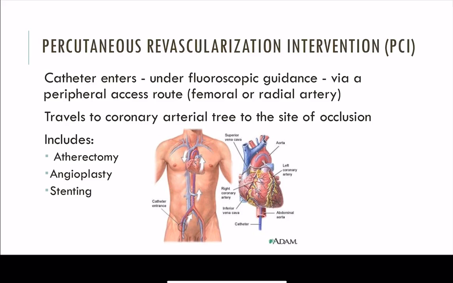So for all of the interventions that utilize a peripheral vessel for coronary intervention, there would be a catheter that enters under fluoroscopic guidance through a peripheral access route. It's typically either the femoral or radial artery. And they feed that through until you get to the coronary arterial tree where the occlusion is located. So at this point, you could do an atherectomy, an angioplasty, stenting.